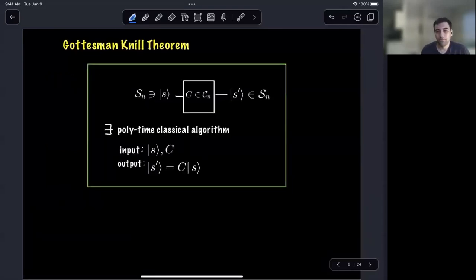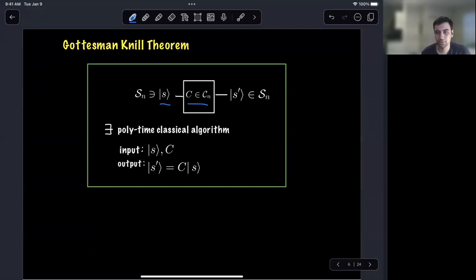Okay. Now we have this very important theorem due to Gottesman and Knill. It basically says that if you start from a stabilizer state and apply some Clifford operation, you still get a stabilizer state. It's easy to check from the definitions. And it says that there exists some efficient classical algorithm to find the output of this circuit.